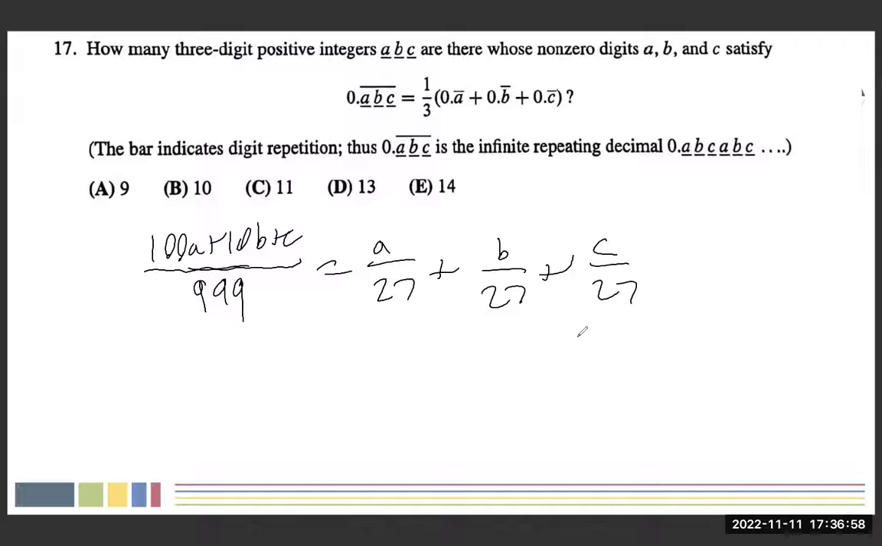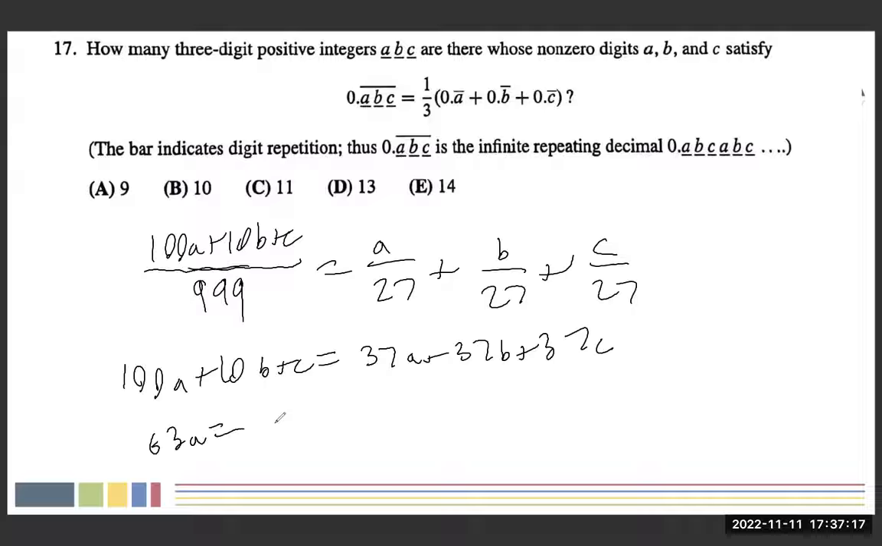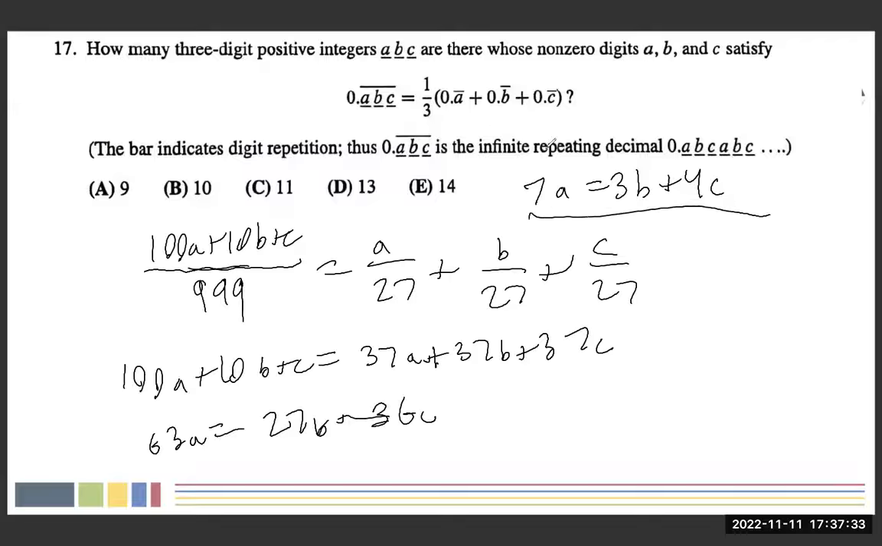And now we can multiply all sides by 999, which gives us 100A plus 10B plus C is equal to 37A plus 37B plus 37C. And if we subtract 37A from this side, we get 63A. And then over here, this is supposed to be plus 27B and then 36C. And then these all happen to be divisible by 9, so we divide by 9 and get this. All right, and that's it. This is the equation that this is equivalent to, and now we can solve the problem using it.